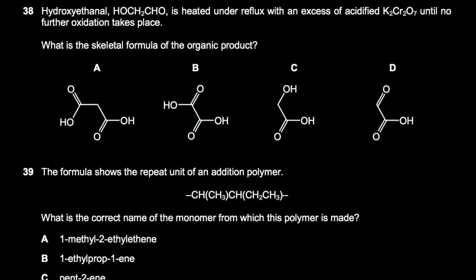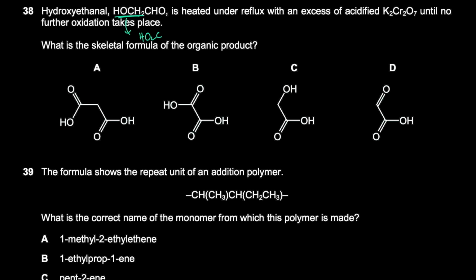Hydroxyethanal is heated under reflux with an excess of acidified dichromate(VI) until no further oxidation takes place. What is the skeletal formula of the organic product? Now over here we have a CH2OH, right? That's a primary alcohol group. So that will be converted to a carboxylic acid.